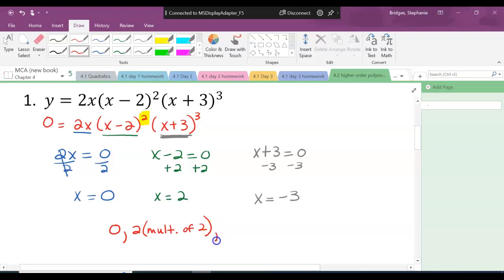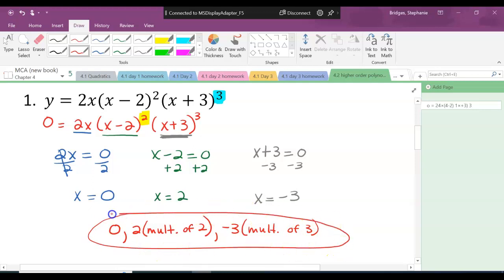Okay. And then we're going to do the same thing. We're going to put another comma, and we're going to put our other solution, negative 3. And how many times does that one occur? 3 times. So in the parentheses behind that, we're going to write multiplicity of 3, and that's how we're going to leave our answer. Okay, so 0 happens one time. The 2, x equals 2, happens twice, so that's why we put the multiplicity of 2. Negative 3 happens 3 times, that is why we put the multiplicity of 3 there. Okay, so sometimes most of the work is done for us. Sometimes we have to do a little bit more work.